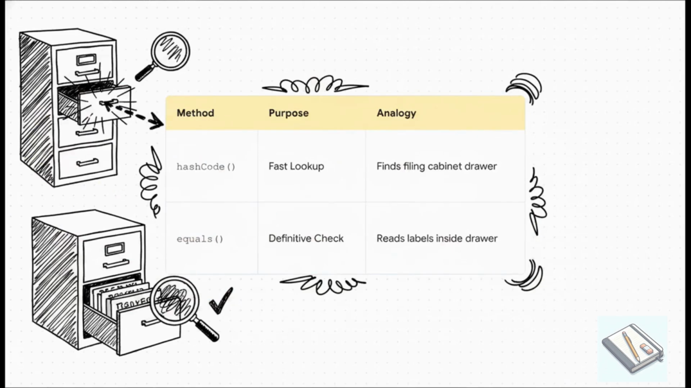This analogy just nails it. A hashCode is the fast part. It tells you which big filing cabinet drawer to pull open. Equals is the precise part. That's you, reading the labels on the few files inside that one drawer to find the exact one. You need both methods working together for the system to fly.